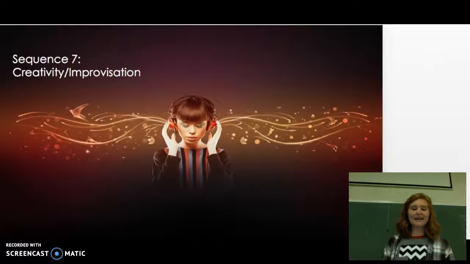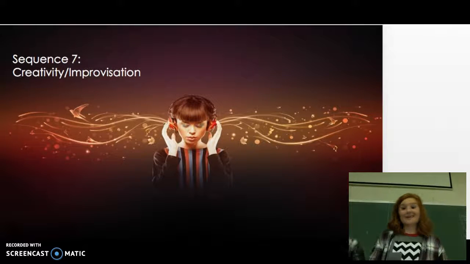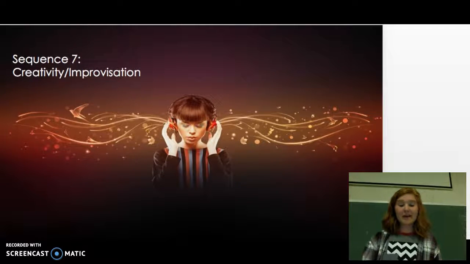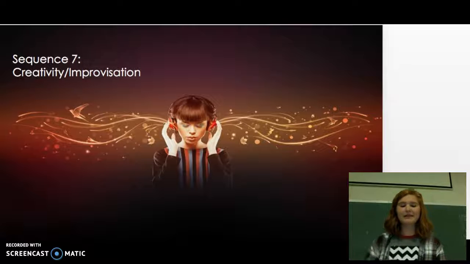Sequence 7 is creativity and improvisation. This sequence is exactly what it says. Students are able to create their own music and improvise with the music. Creativity is much easier because there aren't as many restrictions compared to improvisation. So students are creating their own song in a classroom.